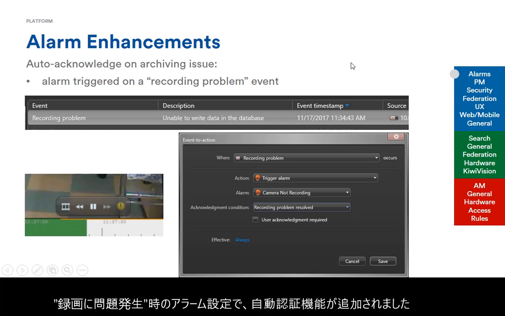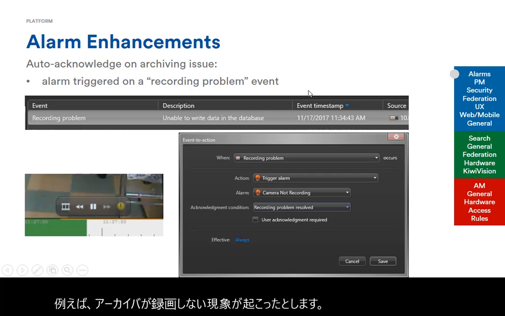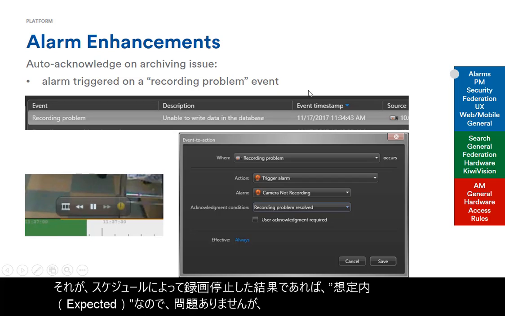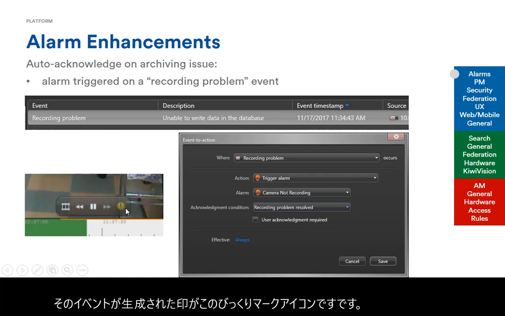So the first one that's kind of nice is we have an auto-acknowledge feature on an archiving issue. We're going to take a look at this a little bit later, but we do have a new recording problem event that comes up. What happens is if something happens with the archiver and it can't record, but it's not an expected response. So if the camera gets to the end of its recording schedule and it turns off, that's an expected stop in the recording. If there's a problem with the database or a problem with the storage, that's not expected. So now we have a new state for that, and that actually changes the icon here too.